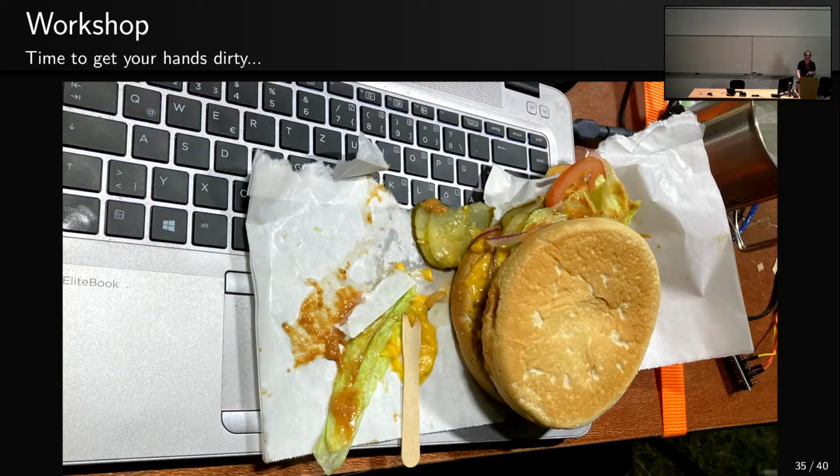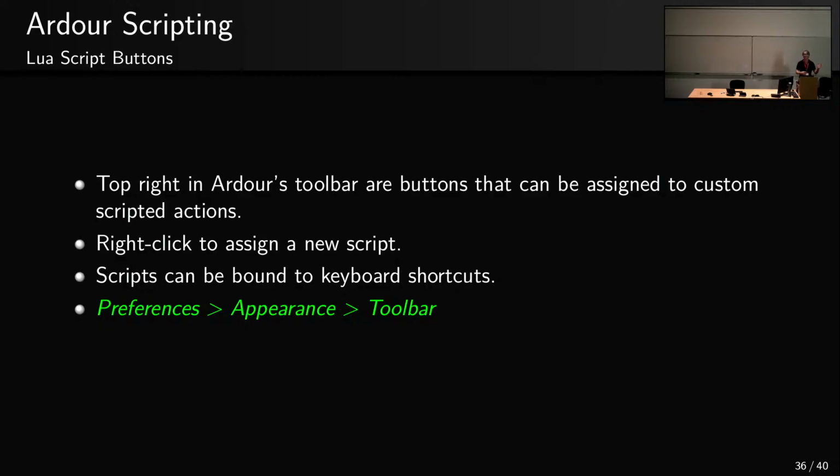But before that, I'm not sure how we're going to do that, but I'm first going to explain how to launch your script. The most common way is to use the Ardour toolbar. There are buttons at the top right, and you can add them in Appearance Preferences Toolbar. You can have up to 12 buttons that you can assign custom scripts to. You can also assign keyboard shortcuts to launch them directly for the editor action scripts.